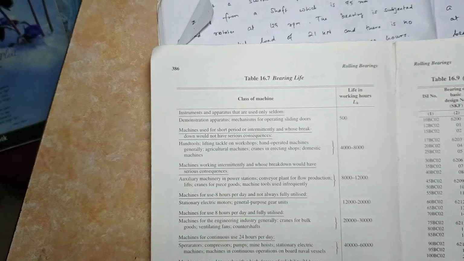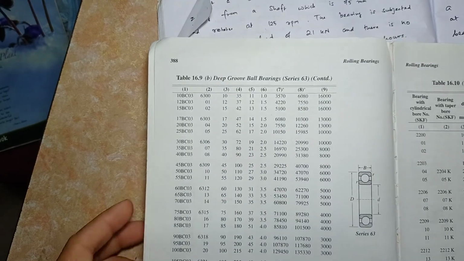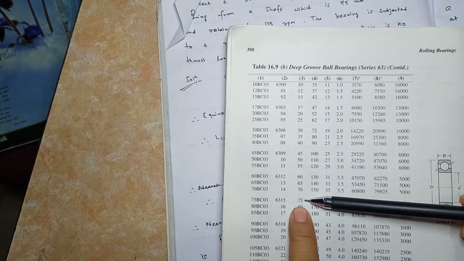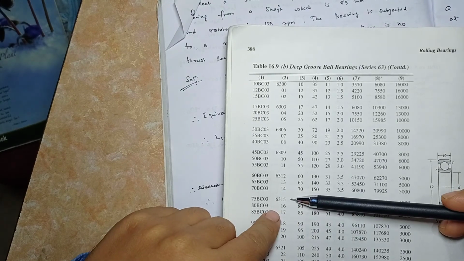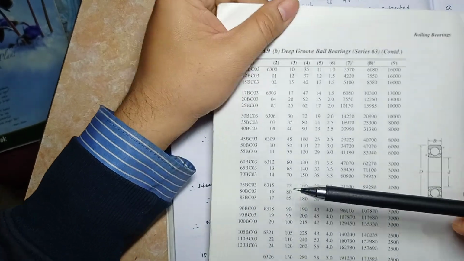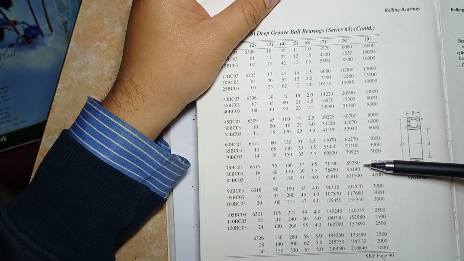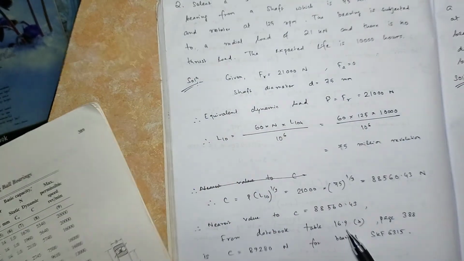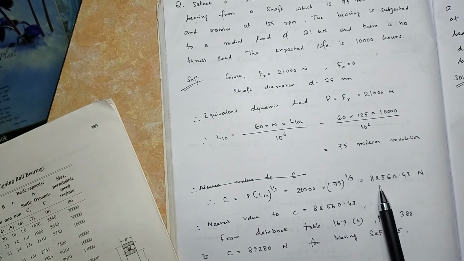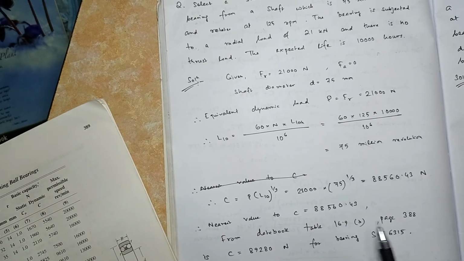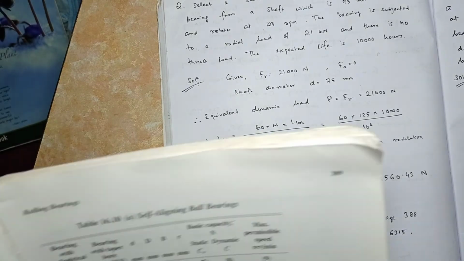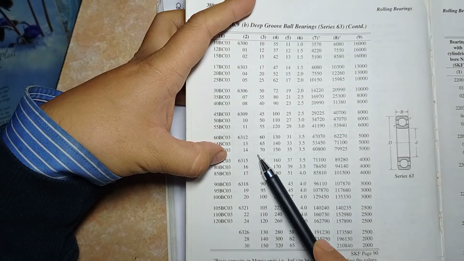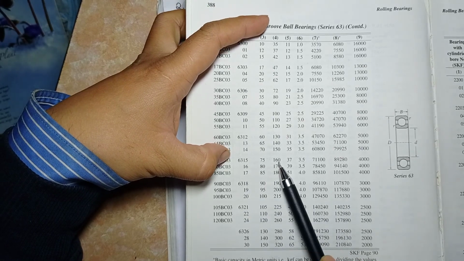So what we can do is go for the next series and again find out for 75 mm. This is 6315, your bearing designation here, and look at the dynamic load carrying capacity. This is 89,280. So 89,280 is greater than our required value, so that's why it is suitable for us, and we can take this bearing. Now 6315 is our selection.